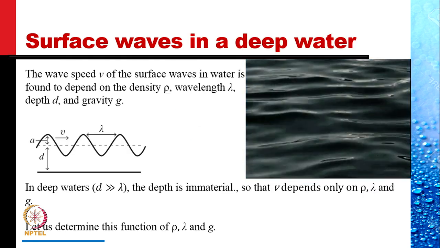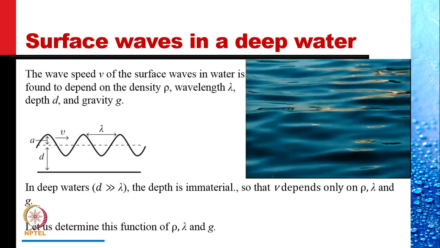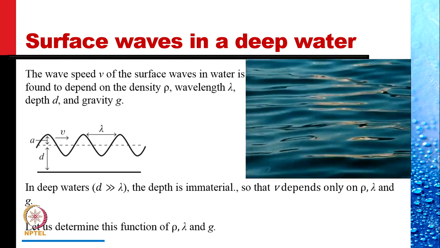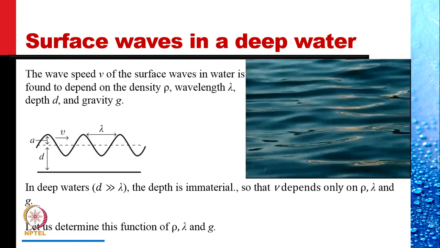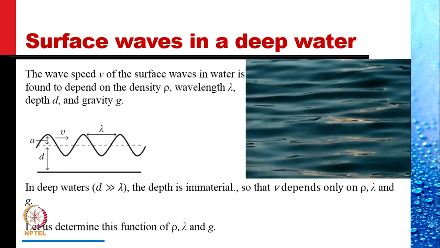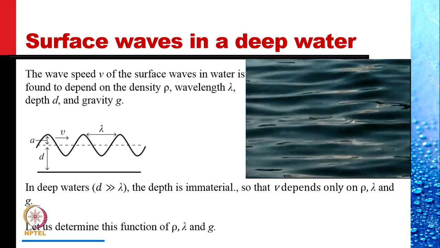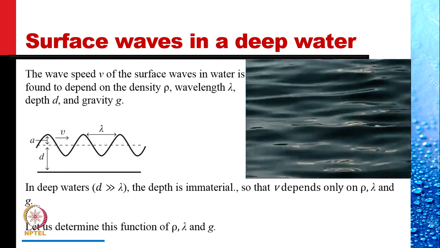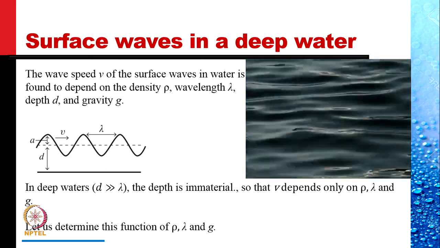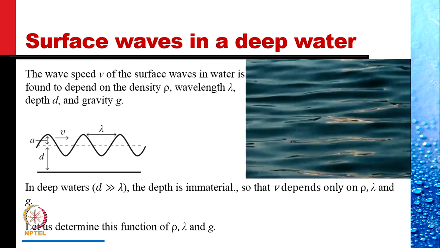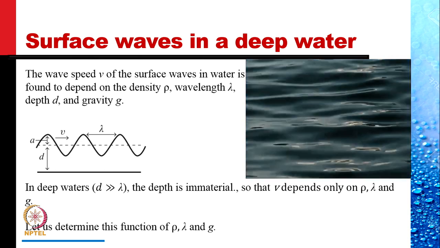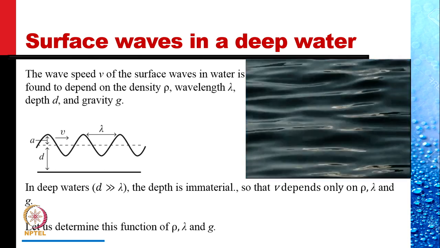Another example, surface waves in deep water. The wave speed V of a surface wave in water is found to depend upon the density rho of the water, the wavelength lambda, the depth d, and gravity g. The waves are moving on the surface of water. The fluid particles are not moving. This is the speed of surface waves.